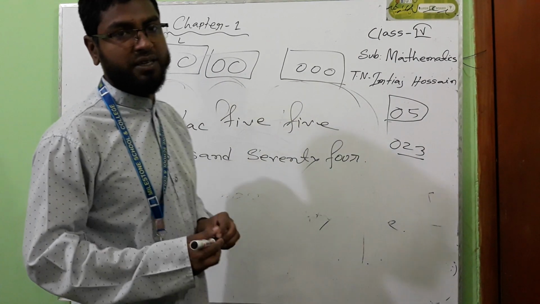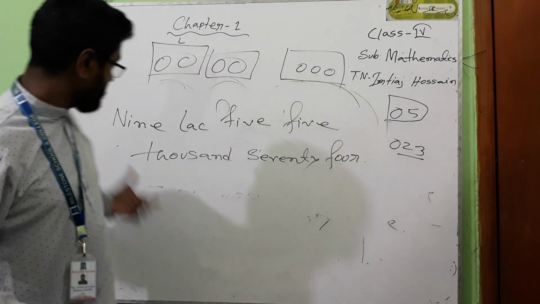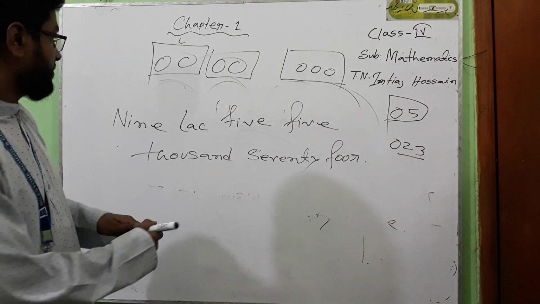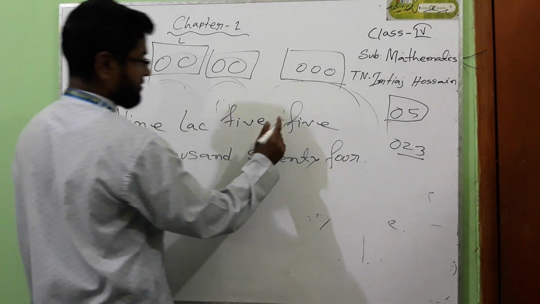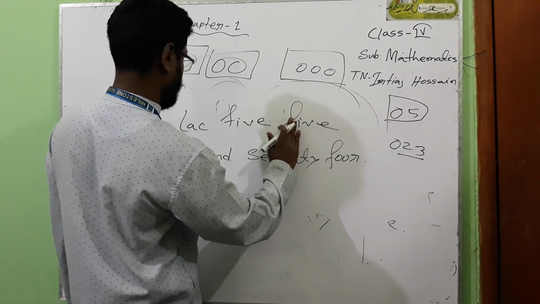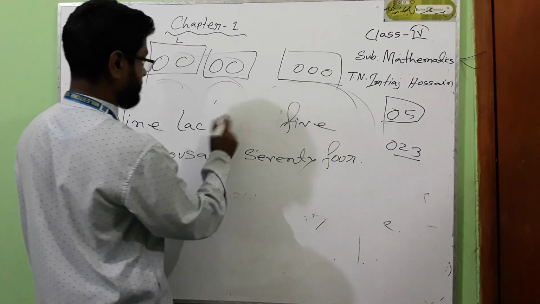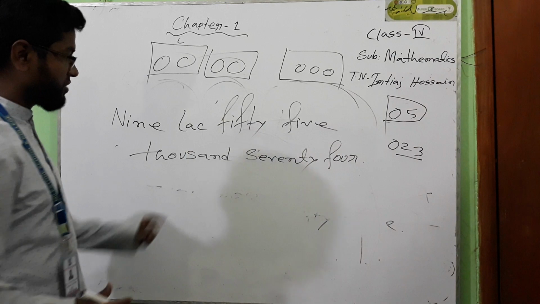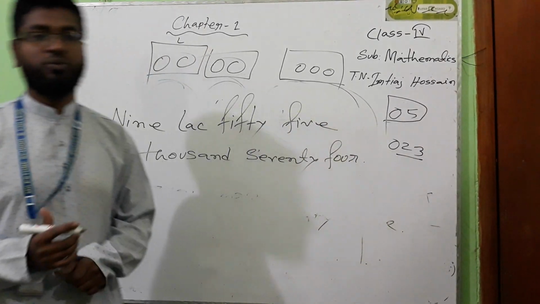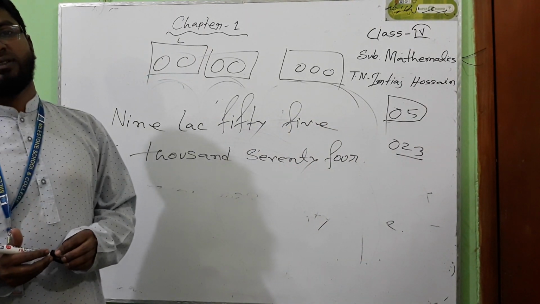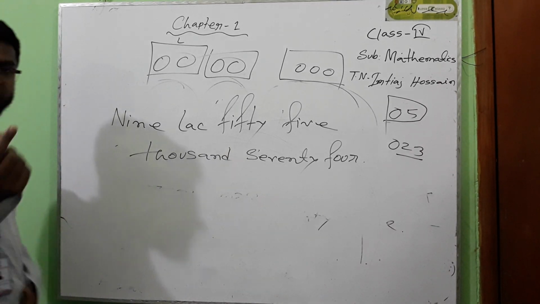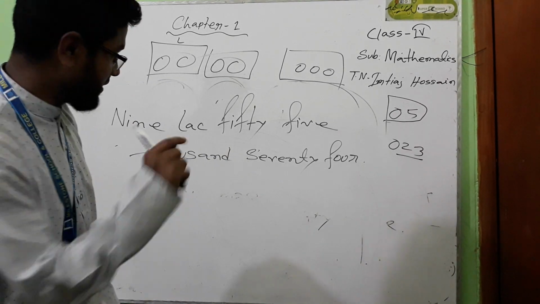Four. Please do it and tell me the answer. 55,074. Write it. Have you understood how to write? I am giving you 1 minute. Please do it.